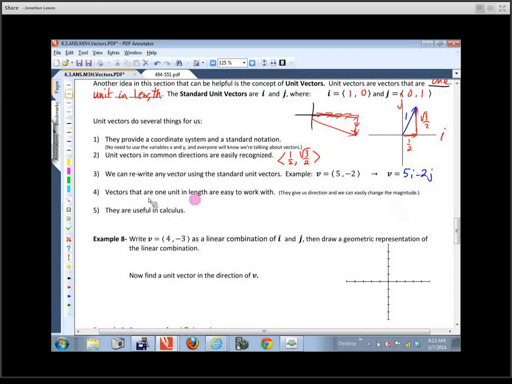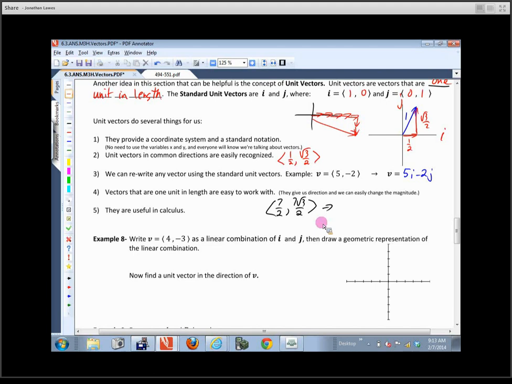Okay? Vectors that are 1 unit in length are easy to work with. They give us the direction, which like in this example is pretty easy to tell, and they're easy to change the magnitude. So let's say I wanted one that was pointed in this direction, but I wanted it to be 7 units in length. How long is it right now? 1. How could I make it so it's 7 units long? Times it by 7. So what I could do here is take this one and say 7/2, comma, 7 radical 3/2.